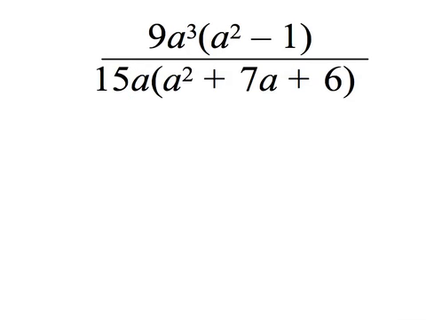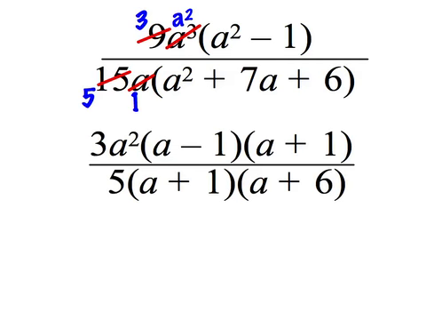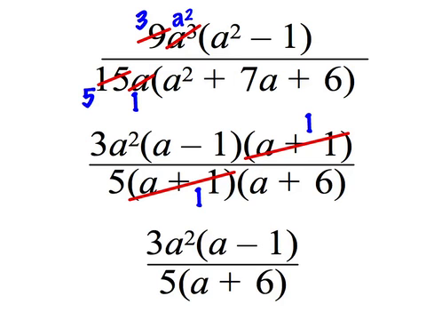Now we have one. It's a product of a monomial and a binomial, and then in the denominator, the product of a monomial and a trinomial. Well, the first thing we can do is find common factors in 9 and 15. Each one is divisible by 3. And then the a to the third over a leaves us an a squared on the top. And now we factor. And after we factor, we have the common factor, a binomial, a plus 1 on the numerator and the denominator. So they're gone. And then we look to see what's left. And we have 3a squared times the binomial a minus 1 on the numerator, and 5 times the binomial a plus 6 in our denominator.